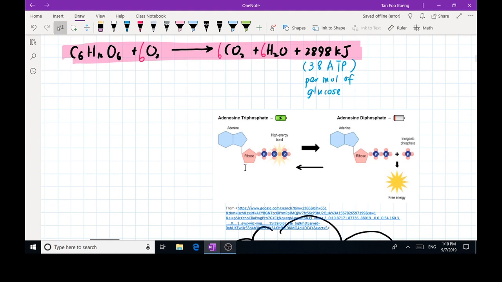When the cells need energy, ATP will be immediately broken down to ADP plus P plus energy. So we can say that ATP is the full battery, while the ADP is actually the battery which has run flat.